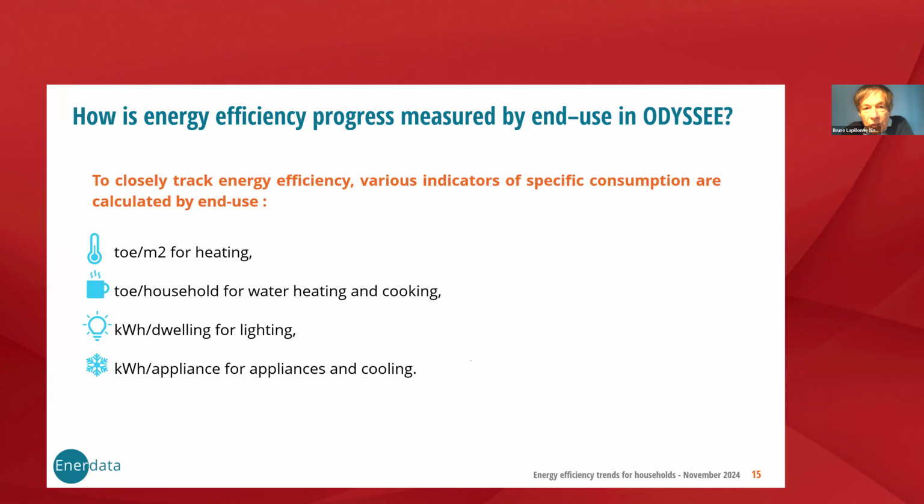To track energy efficiency in Odyssey, we use various indicators of specific consumption at the level of end use, which were presented before by Zineb. For instance, for heating, we have TOE per square meter, TOE per dwelling. For water heating and cooking, TOE per household, and kilowatt hour per dwelling for lighting, kilowatt hour per appliance for different large appliances and cooling.